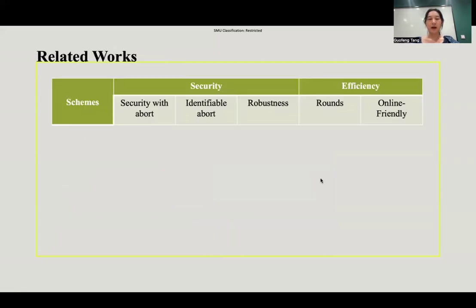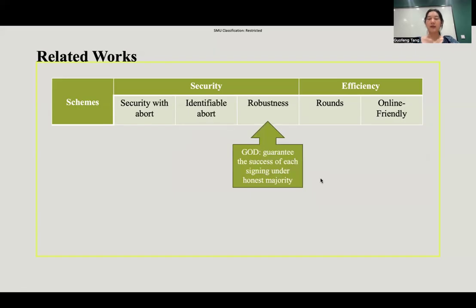In academia, there have been many constructions, which can mainly fall into 2 directions. The first direction is to improve the security. The basic security requirement is security with abort. The protocol may abort due to malicious parties' misbehaviors. The stronger security requirement is identifiable abort. It allows for the detection of misbehaving parties after an abort.